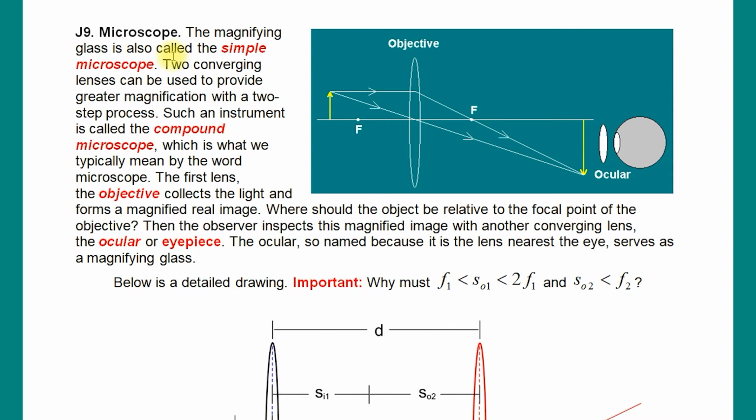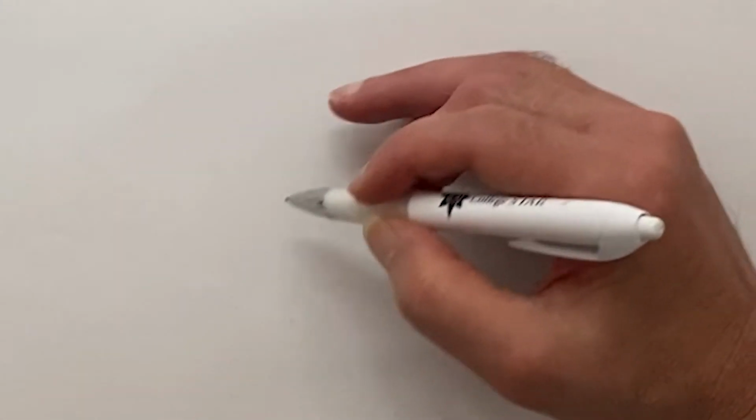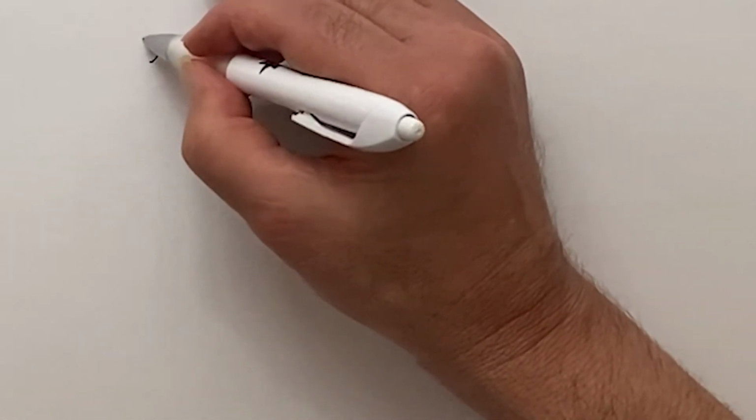J9, the microscope, and here we're going to go to the drawing board and work this out for you. And now for the microscope, J8.